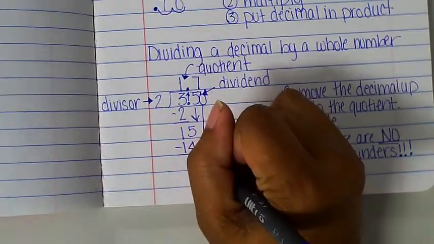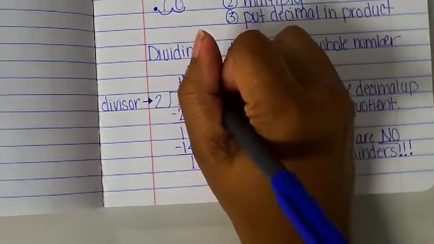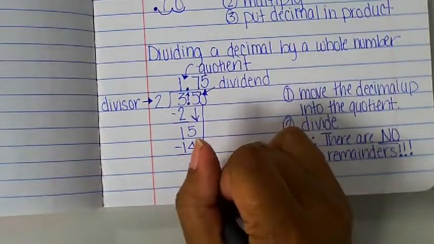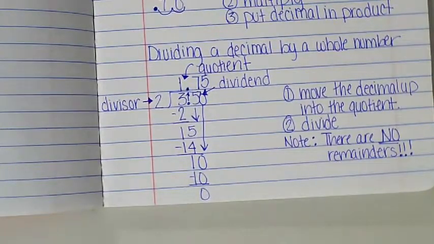Bring down the 0. 2 goes into 10 five times. 5 times 2, subtract, you get 0. All right, and we're done. 3 5/10 divided by 2 is 1 75/100. Okay, that makes sense. If I have $3.50 and I split it in 2, then I'll have 2 sets of $1.75.